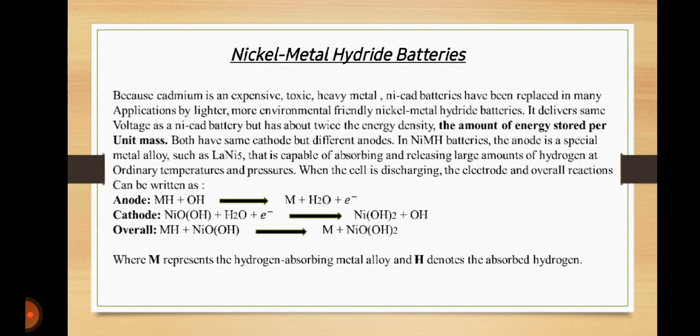In nickel metal hydride batteries, the anode is a special metal alloy such as lanthanum pentanickel that is capable of absorbing and releasing large amounts of hydrogen at ordinary temperatures and pressures. When the cell is discharging, the electrode and overall reactions can be written as follows: at the anode, the metal is oxidized, and at the cathode, the nickel compound is reduced. Here M represents the hydrogen-absorbing metal alloy and H denotes the absorbed hydrogen.